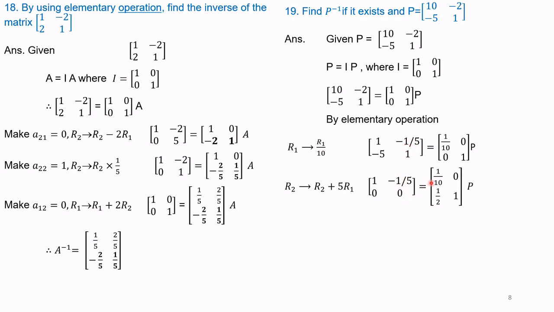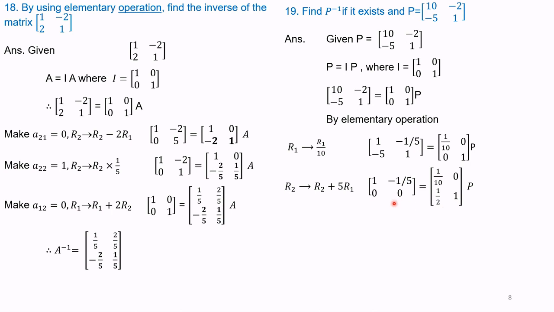Therefore, on the right hand side, we get the first row as it is, 1 by 10 0. And the second row, R2 is 0 plus 5R1. 5R1 is 1 by 2, so this becomes 1 by 2. And here we get R2 is 1 plus 5 times R1, 5 times 0. Therefore it is 1.